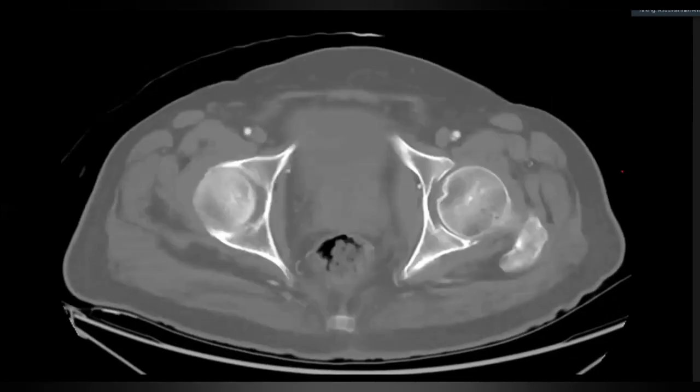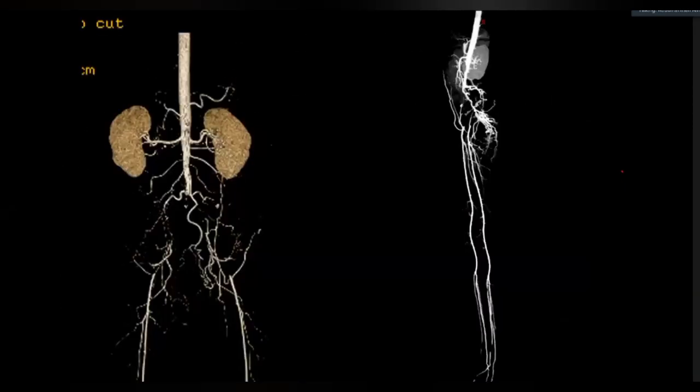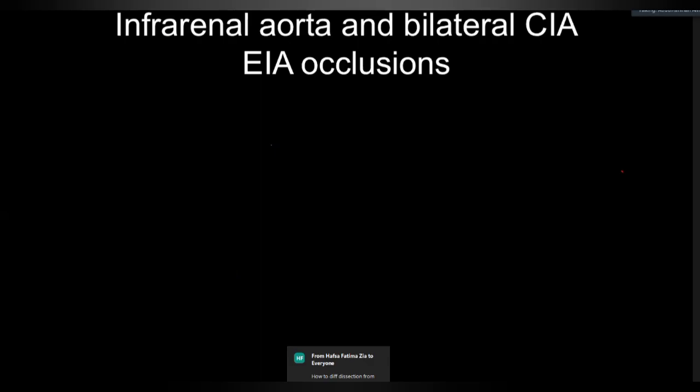Okay. Excellent. And here's some reconstructive imaging. You can see that the aorta kind of stops here. You don't see any common iliac arteries here, but you can see these huge collaterals that reconstitute the common femoral arteries here on these images. So this is an infrarenal aortic occlusion, and bilateral common and external iliac arteries are occluded.